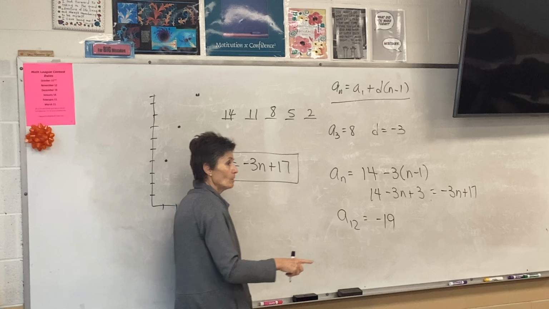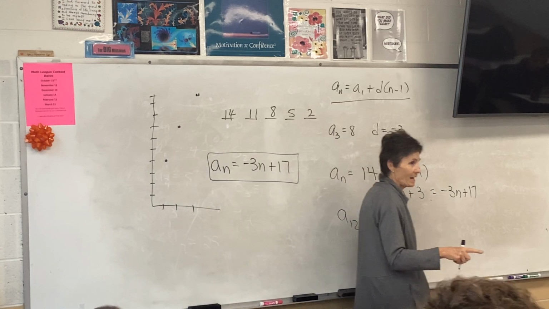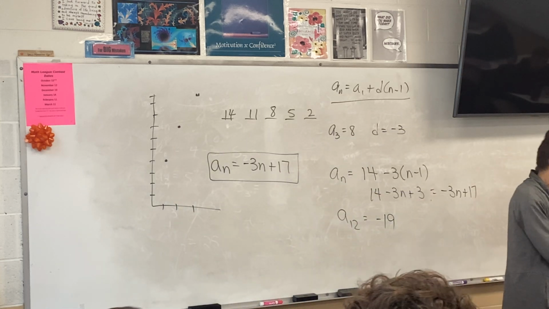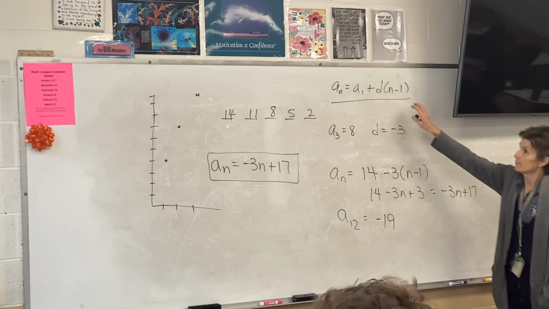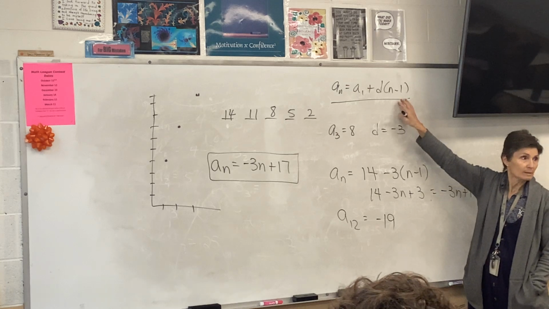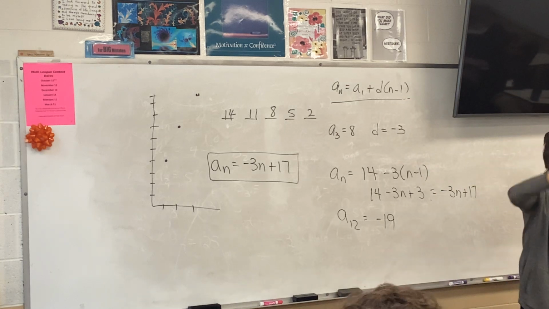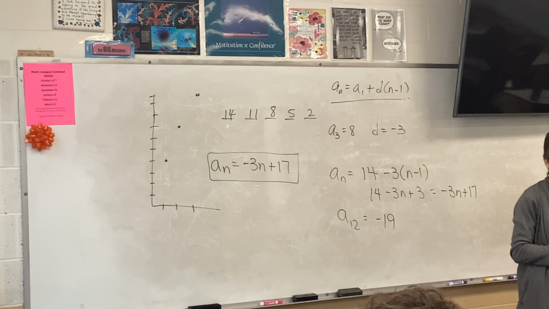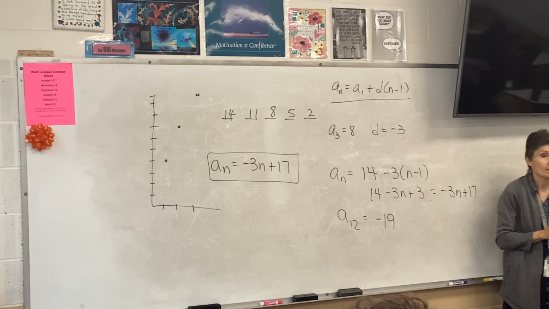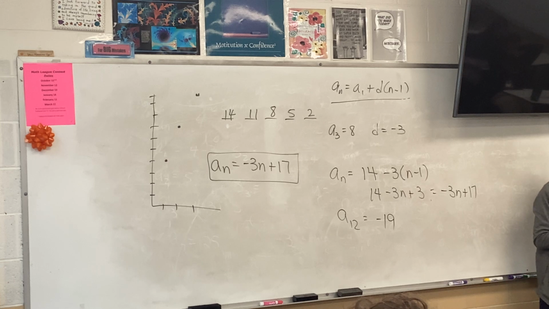Meat and potatoes will never ever let you down. Sometimes it's not as quick as maybe some other things you might think of, but if you don't know what to do, go back to this formula every time. And you can do any arithmetic sequence. Okay? Did anyone have a different idea now that we talked about it, a different strategy? Different thought?